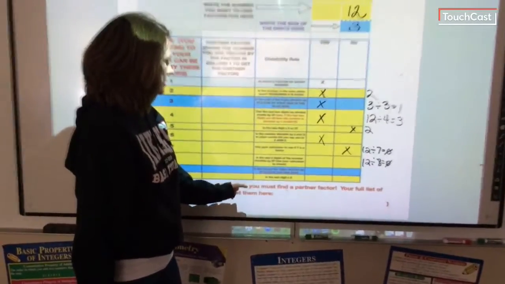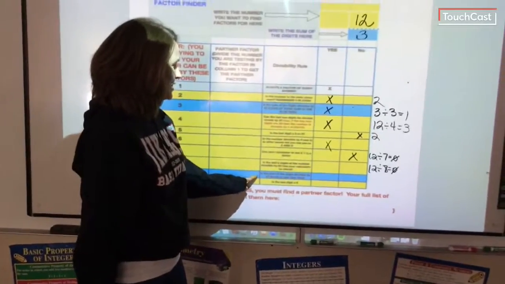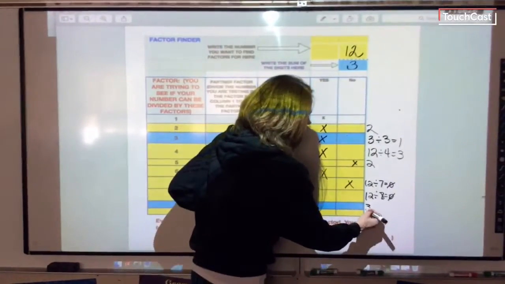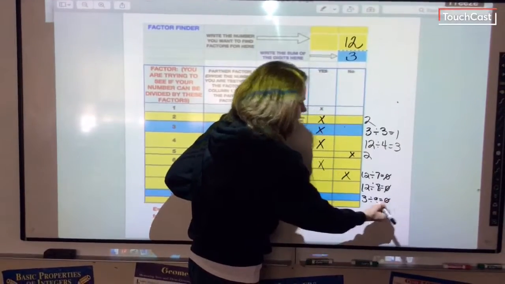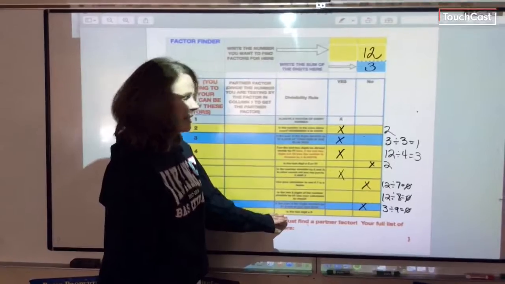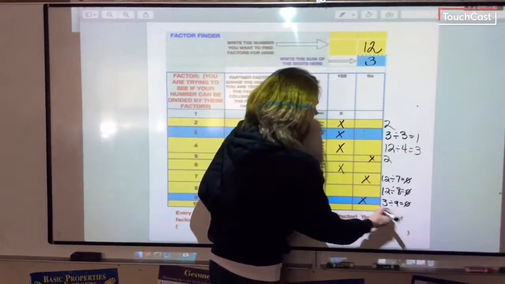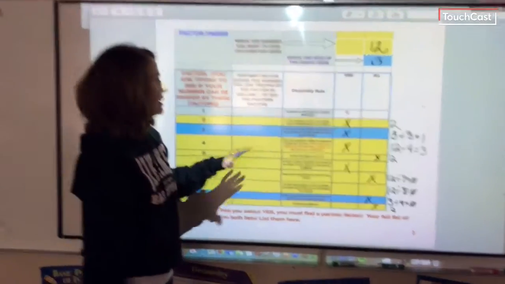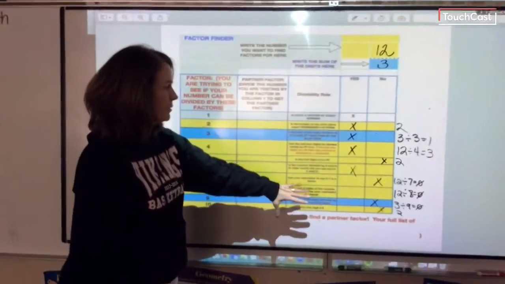Ready? Is the sum of the digits divisible by 9? No, because again, if our first number is smaller than our second number, we know for sure it doesn't go in, a basic math fact. Is the last digit a 0? And no. So now we've completed our factor finder like you guys have been doing for a while.